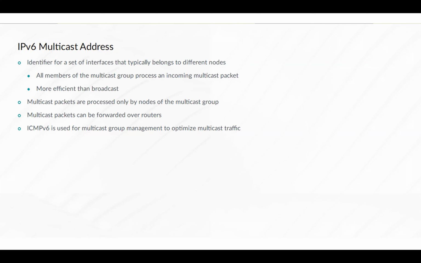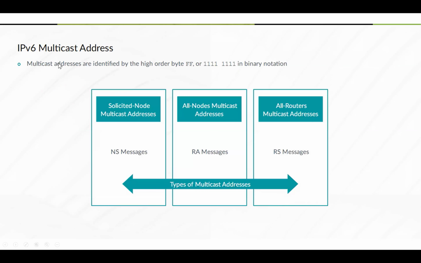Multicast packets are processed only by nodes of the multicast group. Multicast packets can be forwarded over routers. MLDv6 is used for multicast group management to optimize multicast traffic. So this is the multicast behavior in IPv6. Multicast addresses are identified by the high order byte FF. If any IPv6 address starts with FF, that will be multicast.